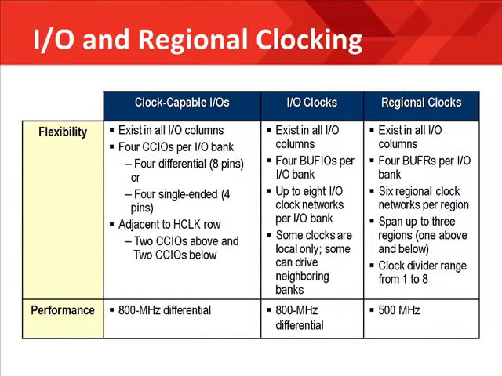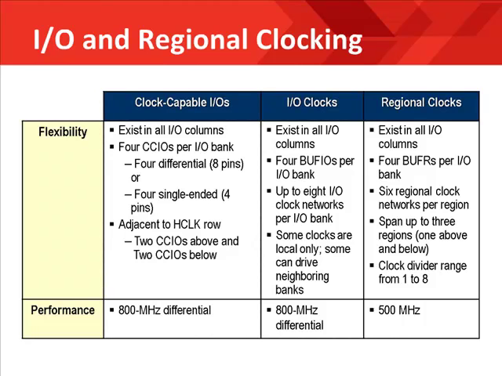So this slide is trying to summarize the I/O and the regional clocking resources that we have associated with Virtex-6. First of all, your clock-capable I/O pins exist in all I/O columns. There are 4 clock-capable I/O pins per I/O bank. 4 are differential using 8 pins, and 4 are single-ended, which would use 4 pins, of course. And these are adjacent to the H-clock rows. So there's 2 clock-capable I/O that can drive above, and 2 clock-capable that can drive the logic below your H-clock row. The performance is about 800 megahertz, particularly in differential applications.